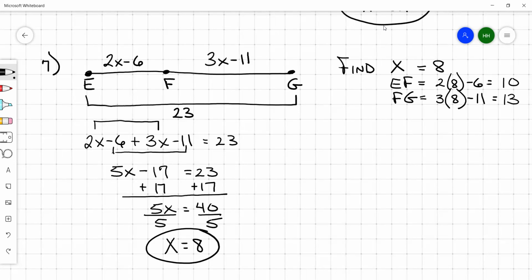All right, so 3-part question. X, E to F, F to G. Solve for X. Then you go back and substitute it here and here.